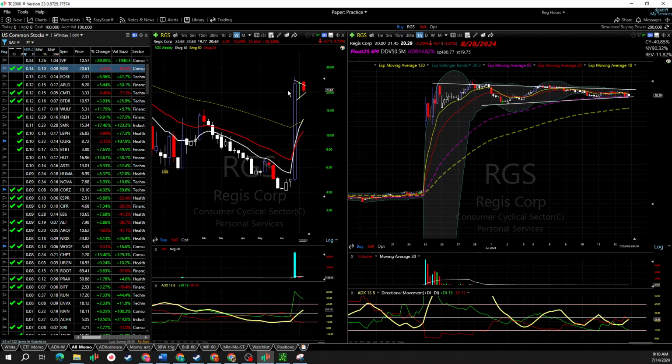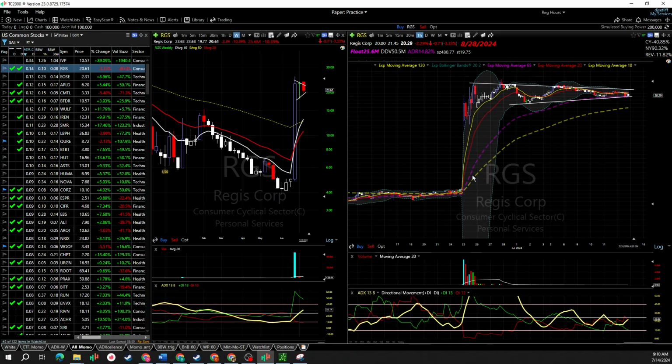So we have RGS, we have this massive gap move. And these are a lot more difficult. I mean, you can't really anticipate this sort of gap occurring. But if you trade gaps, then that's your thing. I don't really trade gaps. I haven't had a lot of success with them.